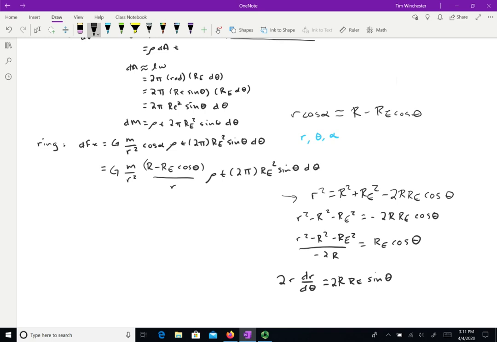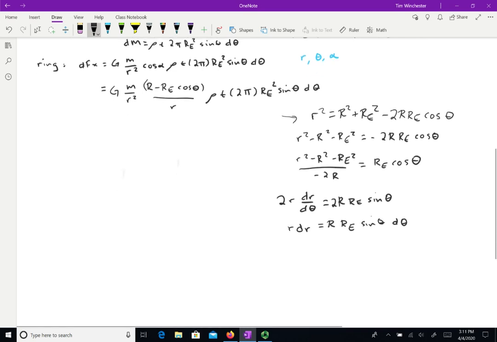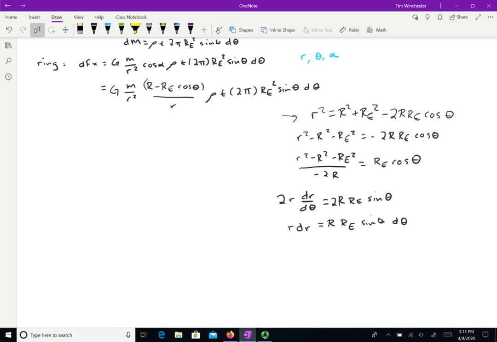What do I do with that? Well, it turns out that's okay, because I had a d theta already, and I wanted a dr instead, because I want to integrate with respect to r. So what I'm going to do is just split that derivative. At the same time, canceling out the r's, I'll have r dr on the left, and then r R_E sine theta d theta on the right. That works out really nicely because I have sine theta d theta, which is exactly what I wanted.